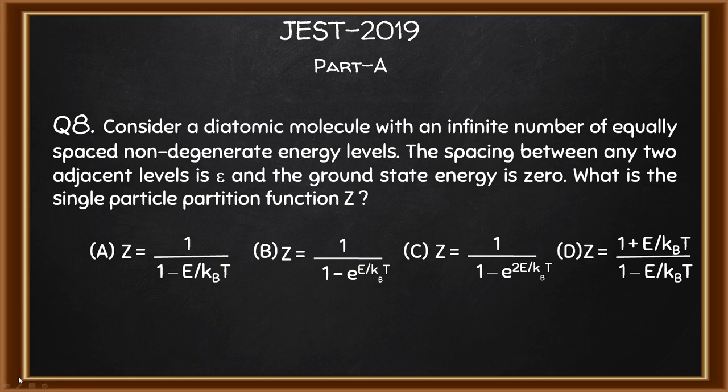So the question says, consider a diatomic molecule with an infinite number of equally spaced non-degenerate energy levels. The spacing between any two adjacent levels is E and the ground state energy is 0. So what is the single particle partition function Z? Four options are given and we need to choose the correct option.